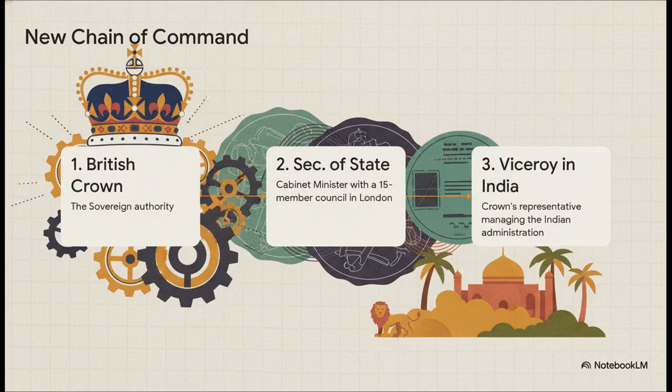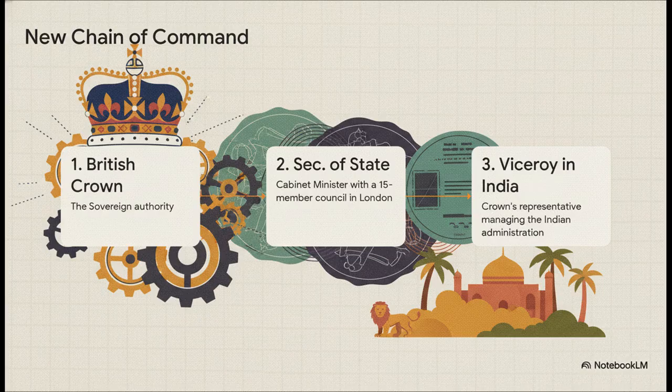This chart lays it out perfectly. At the very top, you have the British monarch. Reporting to them, back in London, is the all-powerful Secretary of State. And then, on the ground in India, the Governor-General gets a new title, Viceroy. He's now the personal representative of the Crown, and he reports directly to the Secretary of State. It was a clear, top-down, centralized system.